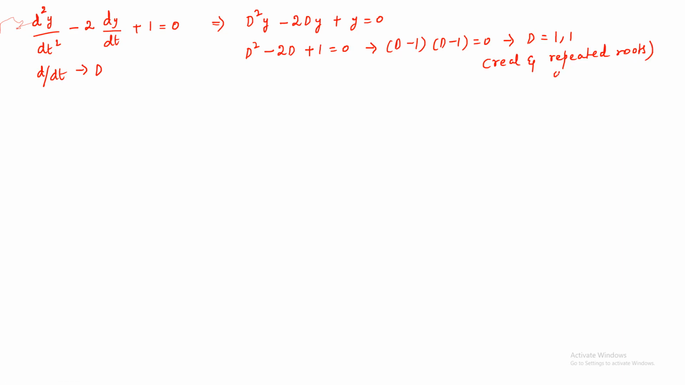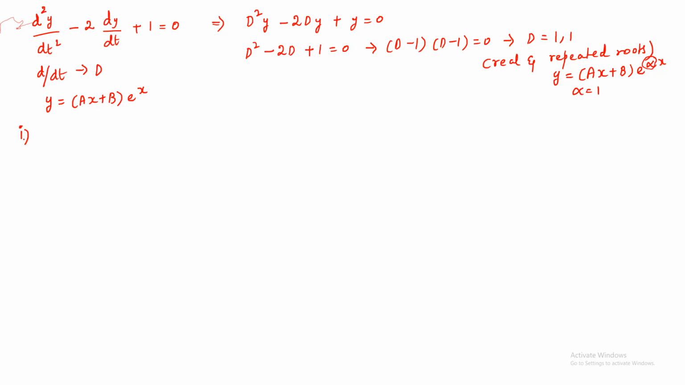Then our solution will be of the form (ax plus b) e power alpha x, where alpha is our real and repeated root. Here our alpha is 1, so our solution will be (at plus b) e power t.